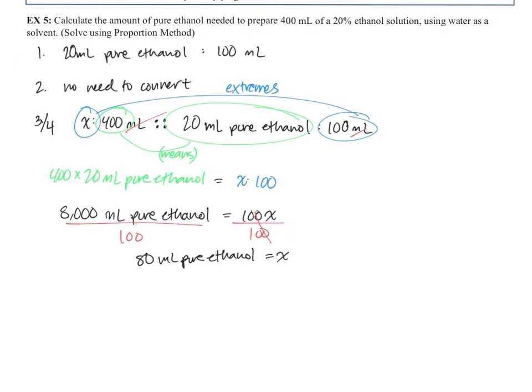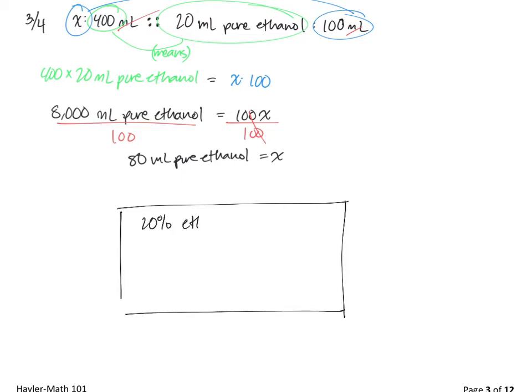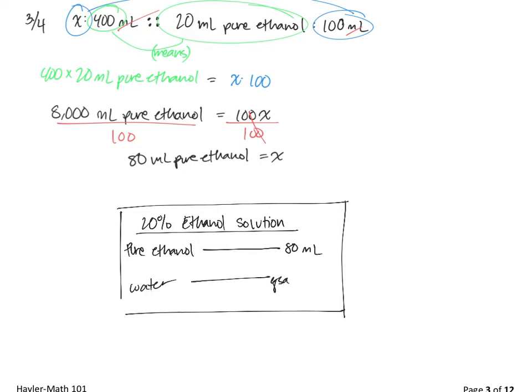So writing the recipe as usual using Rule 19.3, here's going to be our little recipe for 20% ethanol solution. Should be a capital E actually. Okay. For pure ethanol, we're going to use 80 milliliters. And for water, using as much as needed, 400 milliliters. Alright.